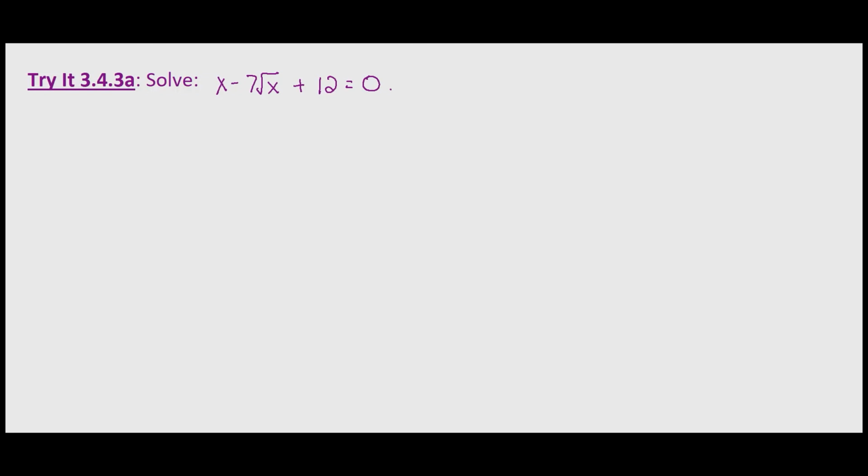Instead of substituting something that's being squared, or in a quartic, something that's being to the fourth power, u will equal the square root of x. And then when we put this in terms of u, it will be a quadratic. With u equals the square root of x, that means u squared equals x. So when we substitute, we have u squared minus 7 times u, the square root of x, plus 12 equals 0. And now we can solve it in quadratic form.